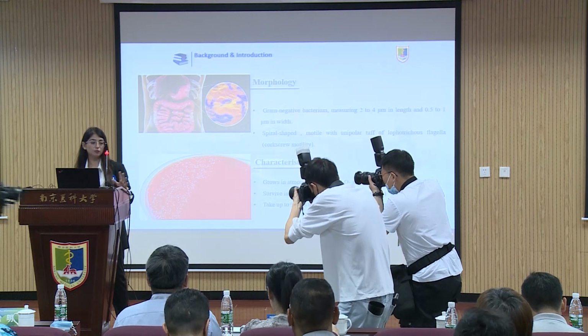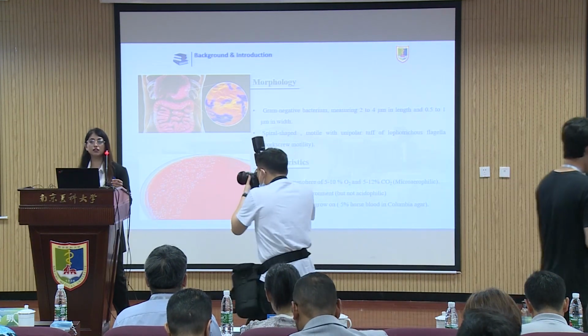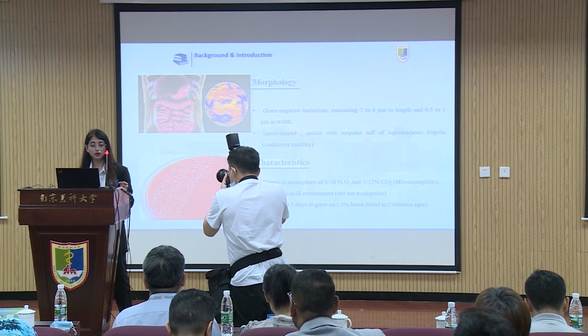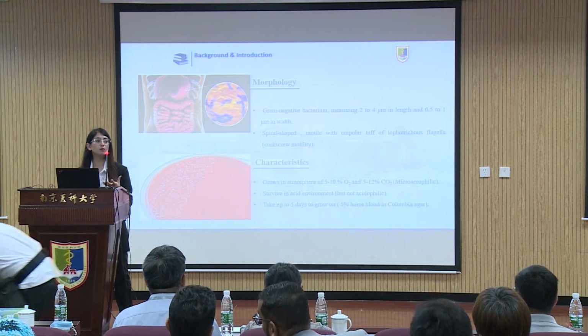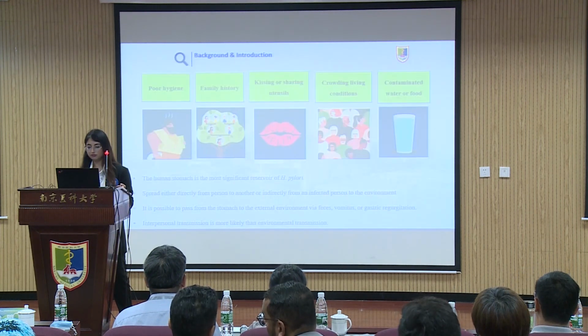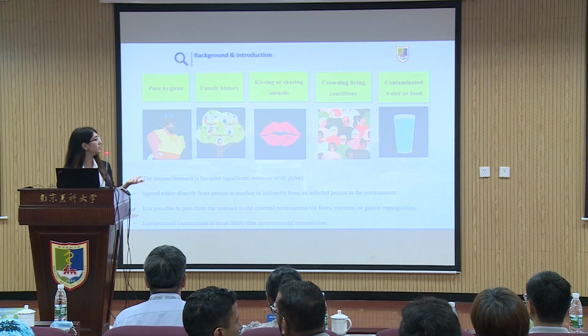So I will talk briefly about the bacteria. It is a gram-negative bacteria having a tuft of flagella on one pole only, and it is a microaerophilic bacteria which needs some amount of carbon dioxide to grow. And this is the transmission of this bacteria, how this bacteria transmits.